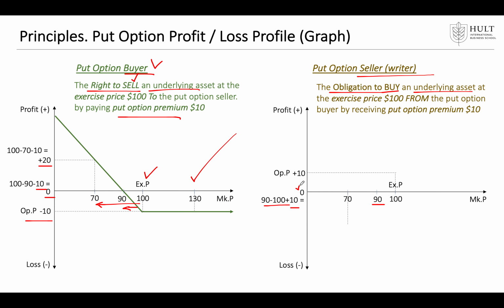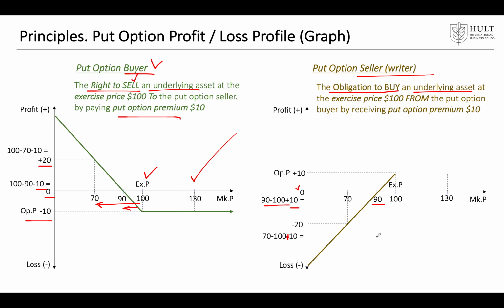If the market price went down to $70, then the put option buyer will exercise their right to sell their underlying asset at $100 to the put option seller. So the put option seller will lose $30, but they receive the $10. Oh, I'm sorry, this should be plus 10. So the profit and loss profile below $100 looks like this.